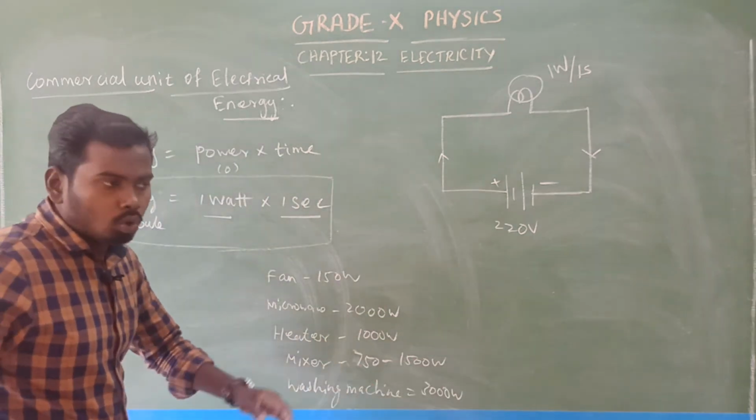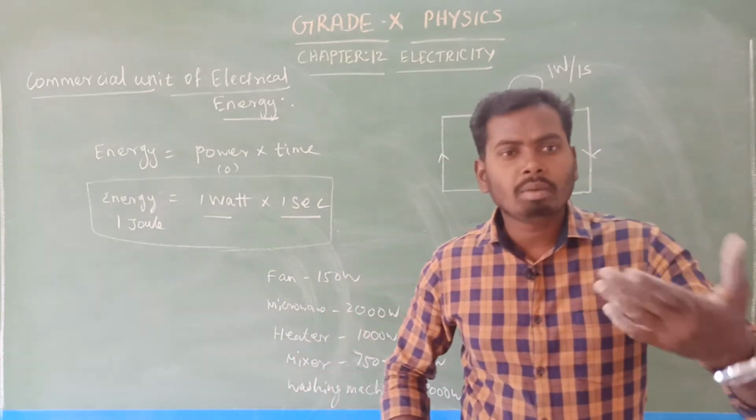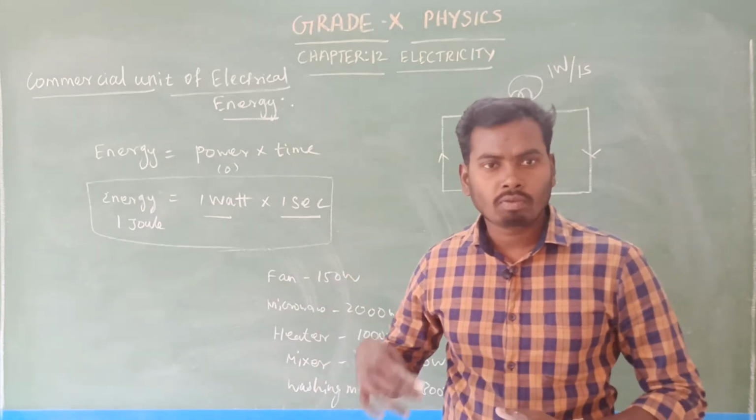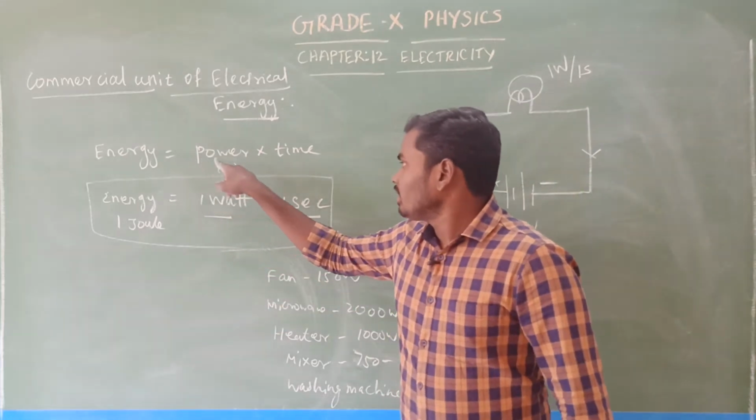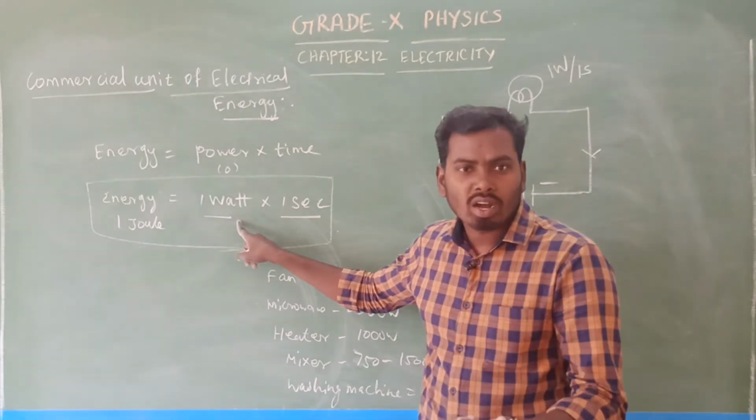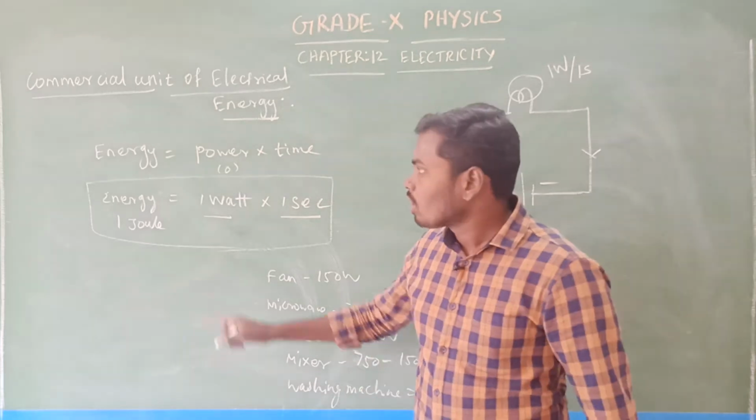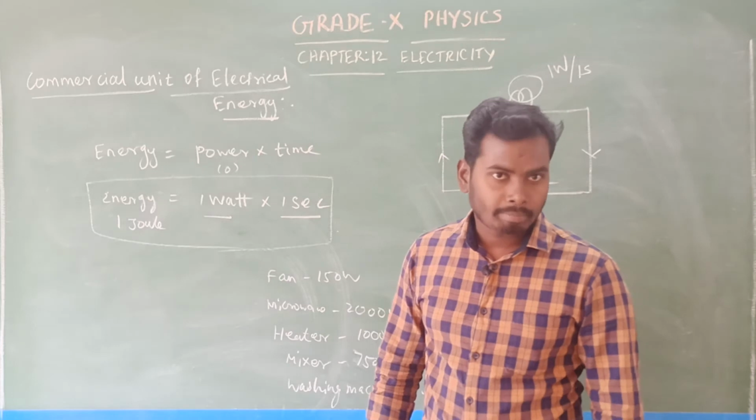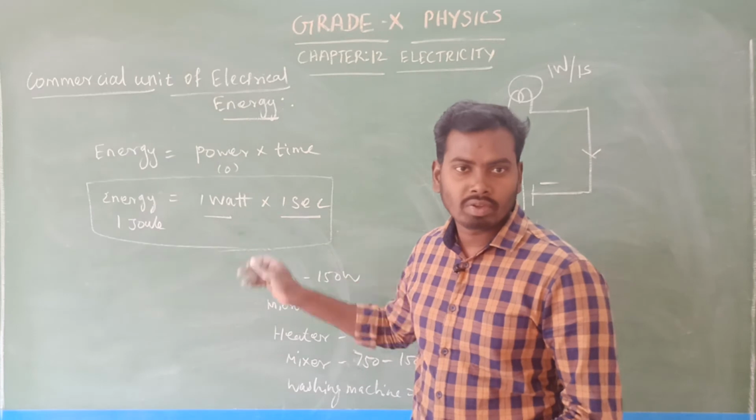So the power ratings of electrical appliances are bigger and bigger: 1000 watt, 500 watt, 2000 watt, 3000 watt, and so on. But in this formula, the power rating is in the smallest unit, in the form of watt, only 1 watt. So this is a very small unit. That is the reason why we cannot use this formula to calculate electrical energy commercially.